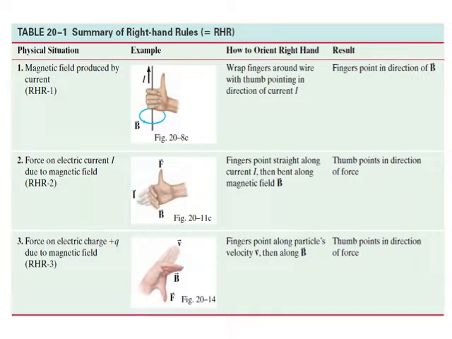Okay, so this is the summary on how to use the second right hand rule. We have the first right hand rule and the second right hand rule. The first right hand rule involves the thumb and four fingers, where you need to find the direction of the magnetic field based on the current given, or find the direction of the current based on the magnetic field given. Then we have the second right hand rule, which we can use for the force on an electric current, or on an electric charge.